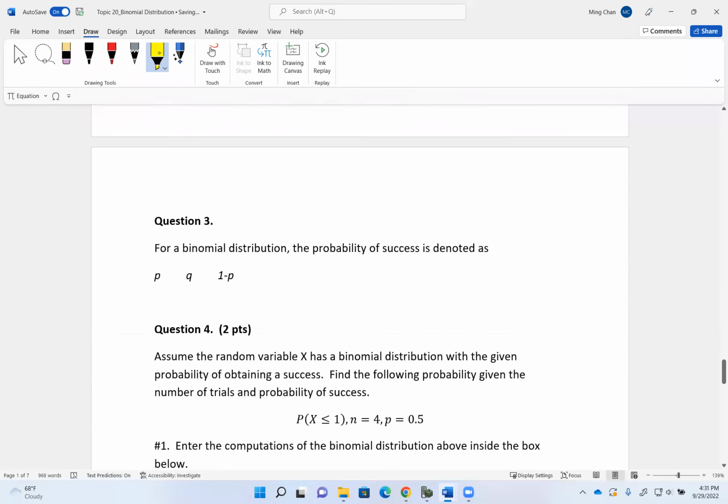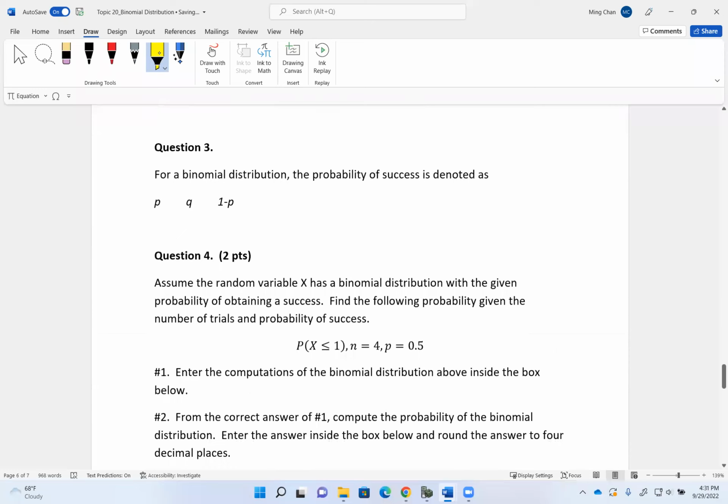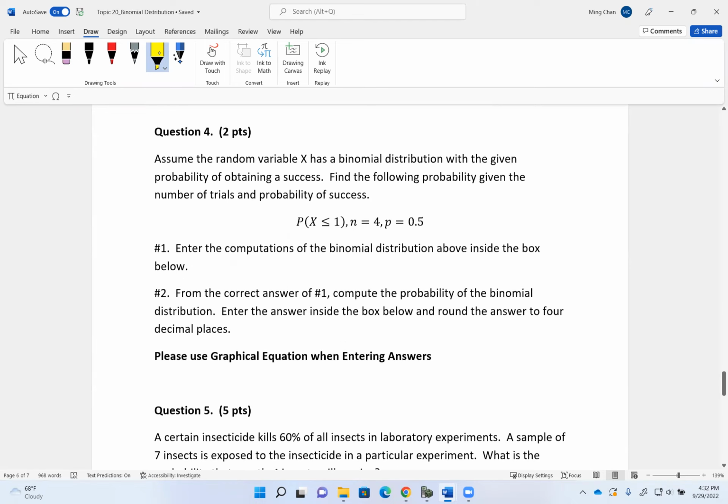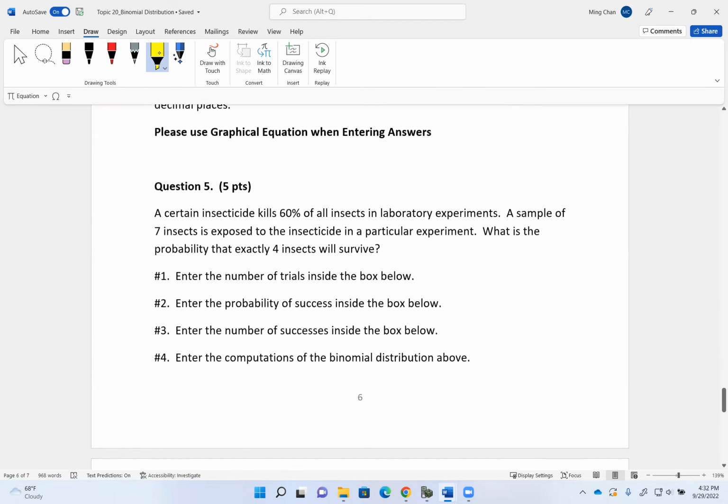For a binomial distribution, the probability of success is denoted as which one? This is multiple choice. All right, assume the random variable X is a binomial distribution. This is very similar to what I showed you earlier. Enter the computation inside the box below. This is less than or equal to 1, so that means we only want to compute up to 1. And number 2, find the probability, round to 4 decimal places. This is the same problem.